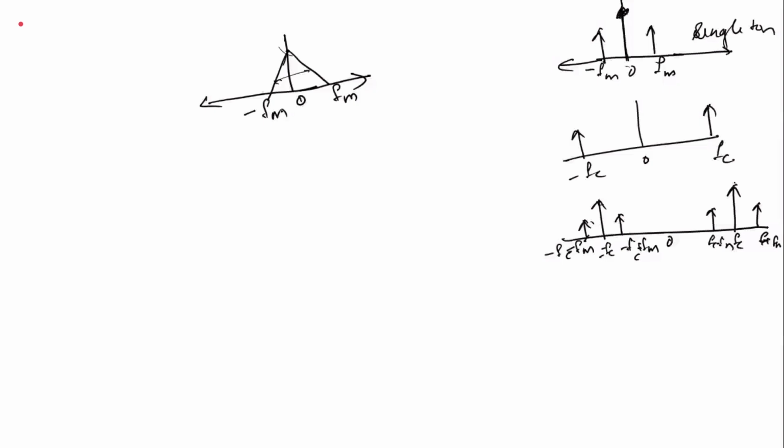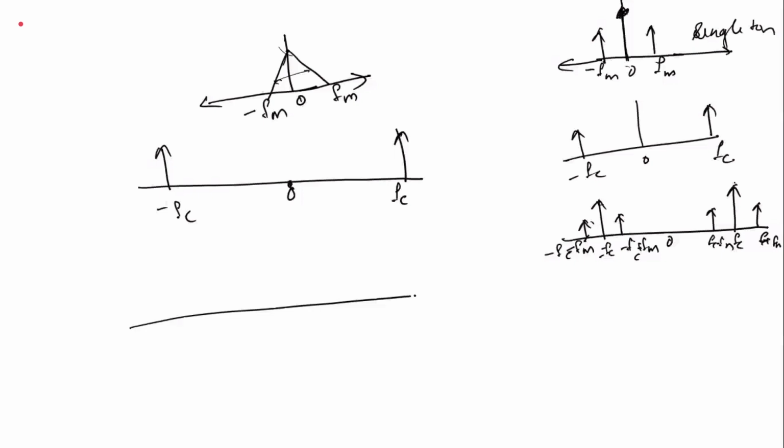So if my message spectrum looks like this, I have a message spectrum like this and I have a carrier spectrum like this, same as the previous one. FC, minus FC, and here 0. How will be my modulated spectrum? This is S of F. This is C of F. This is M of F. How will be my modulated spectrum?